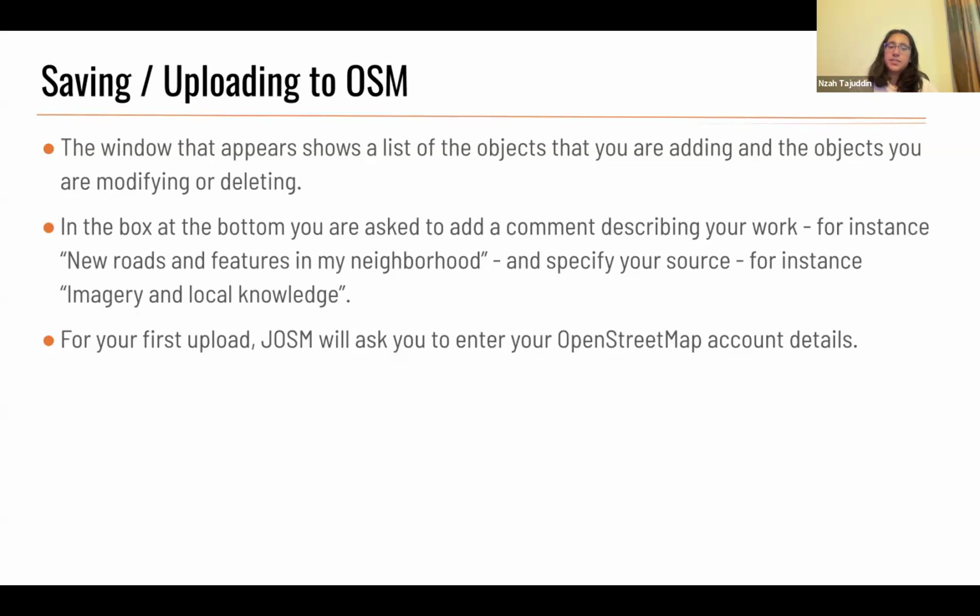In the box at the bottom, you're asked to add a comment describing your work. For example, you can say you added new roads and features in your neighborhood, and you always want to specify your source, like Bing imagery and local knowledge. For your first upload, JOSM will ask you to enter your OSM account details as well.